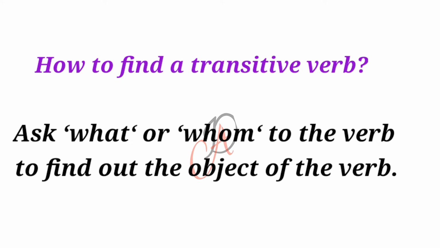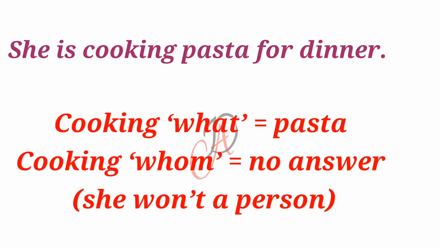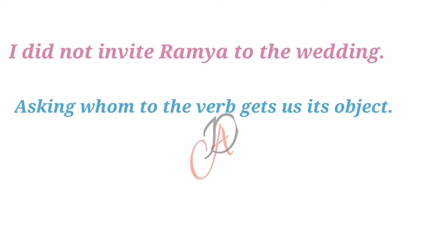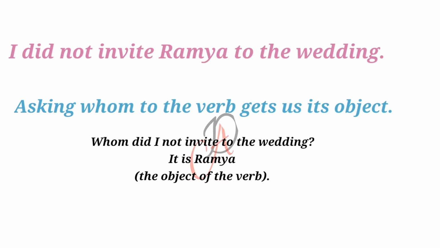So let's understand this with the examples. The first example, she is cooking pasta for dinner. Here, cooking what? Pasta. Asking what to the verb gets us the object of the verb cook and tells us that it is a transitive verb. Let's see the next example. I did not invite Ramya to the wedding. Here, asking whom to the verb gets us its object, Ramya. Whom did I not invite to the wedding? It is Ramya, that is the object of the verb.